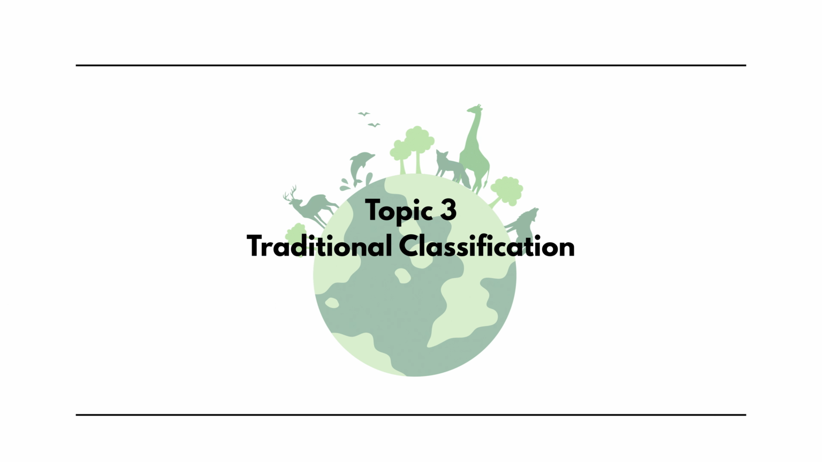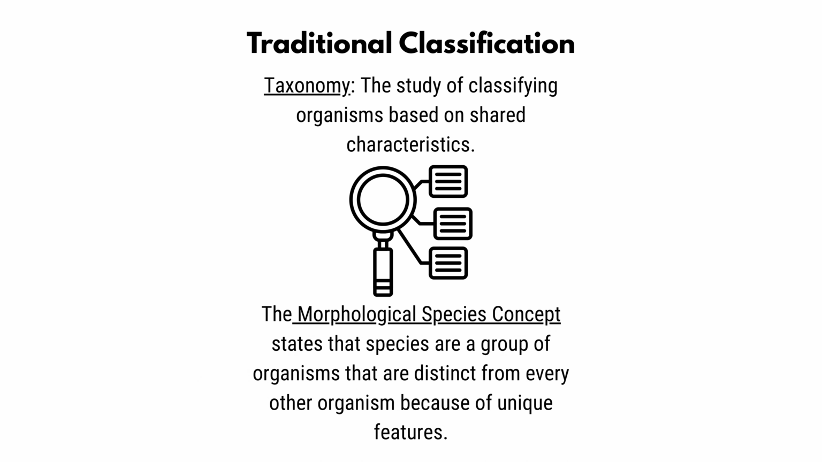Now let's move on to our third topic, which is traditional classification. One term that you would need to know here is taxonomy. Taxonomy is the study of classifying organisms based on their shared characteristics with one another. One concept that goes along with this belief is the morphological species concept, which states that a species is a group of organisms that are very distinct from every other organism because of their unique features and characteristics.